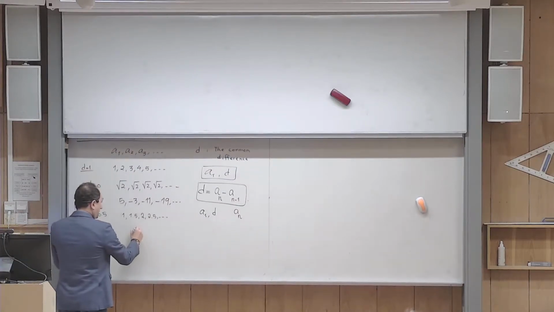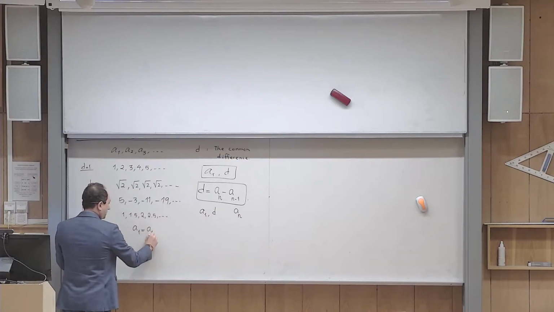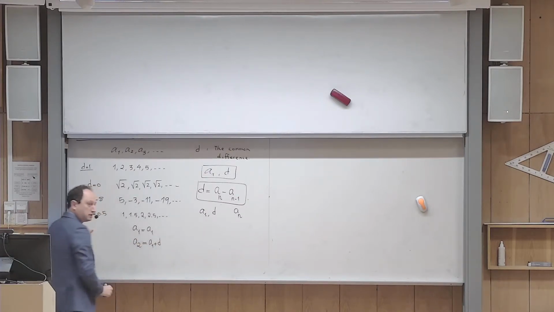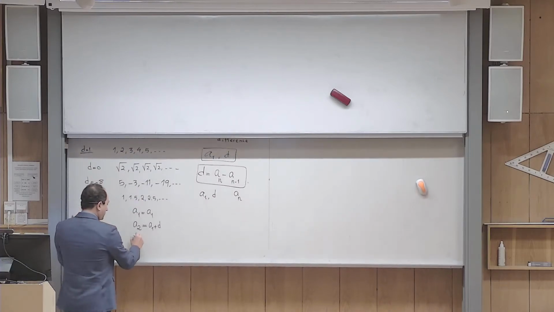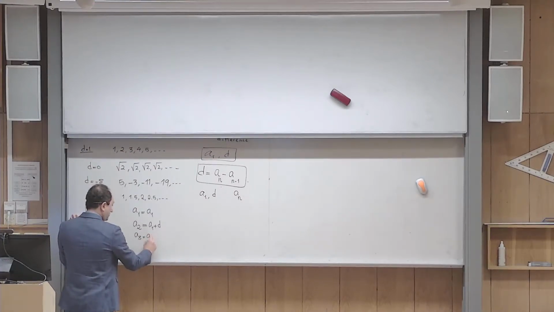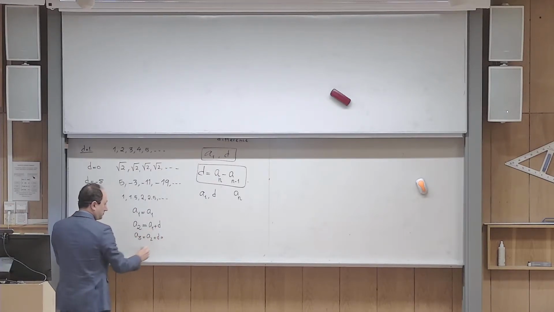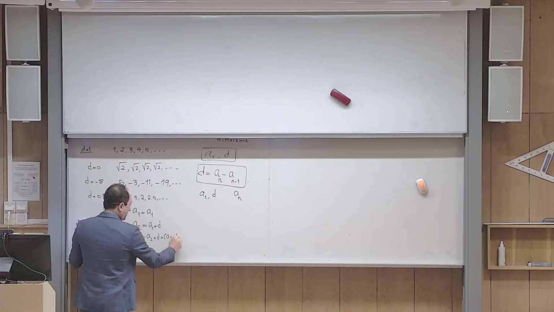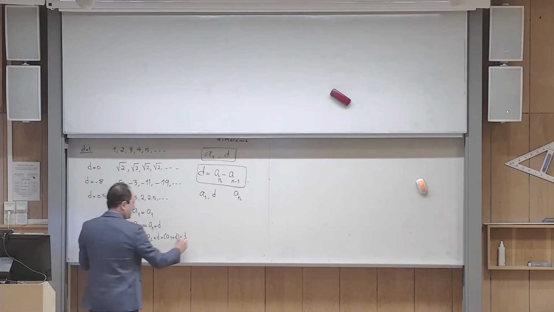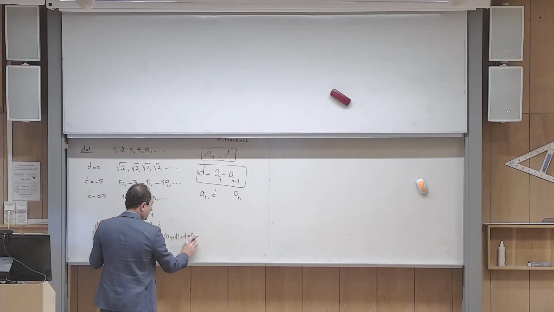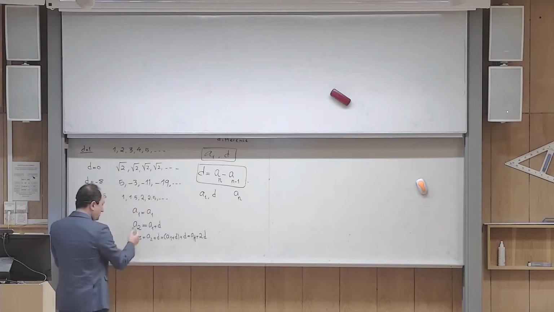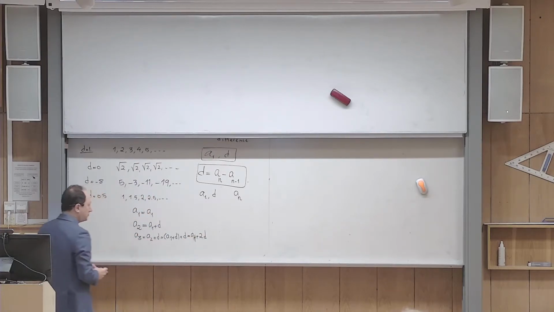So we'd say that A1 is equal to A1. But if I ask you what is A2, you will tell me, based on the definition, it is A1 plus D. If I ask you what is A3, it is A2 plus D. But A2 itself is A1 plus D, and then I have another D, so this becomes A1 plus 2D. And I want you to find a pattern to be able to guess.